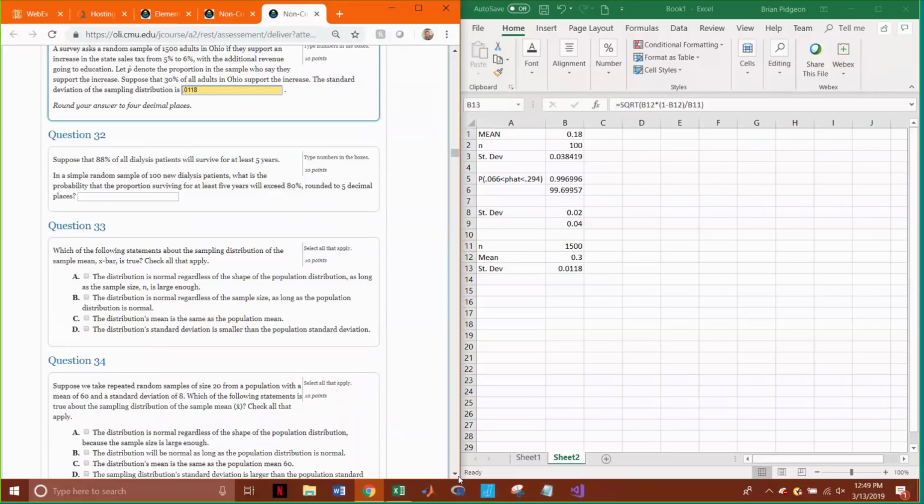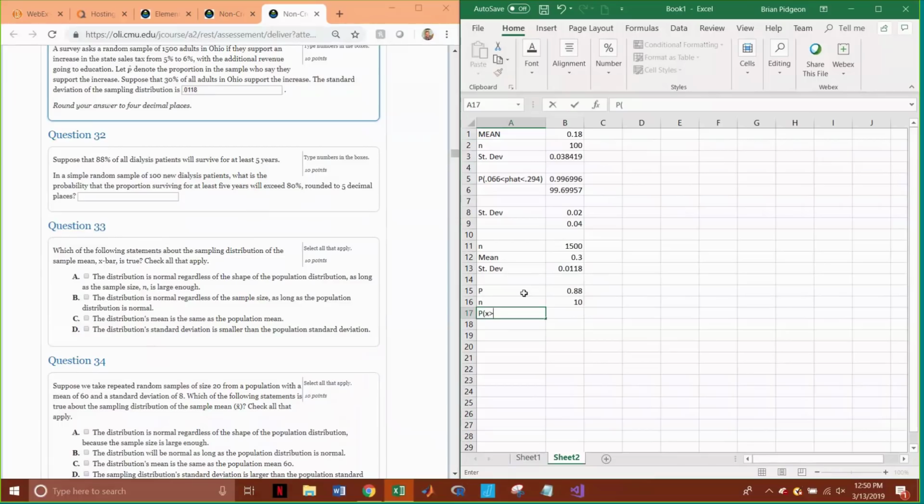All right. Suppose that 88% of all dialysis patients will survive for at least 5 years. So that's our mean, 0.88. Actually, I'll just call it p. It's 0.88. Now we're going to do a sample of 100 people. And we want to know the probability that those surviving after 5 years is greater than 80%. Actually, I should really say the probability that p hat is greater than 0.80. So we can use a normal distribution to do this, because if we do 100 times 0.88, we get 88. That's greater than 10. And if we do 100 times 1 minus 0.88, we get 12. Because both of those numbers are at least 10, we can use the normal distribution to solve this.